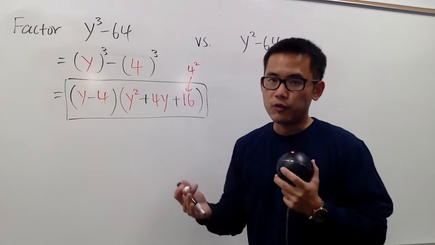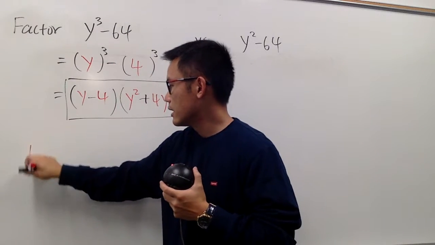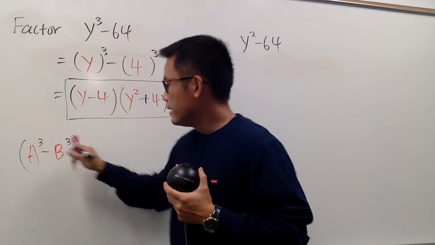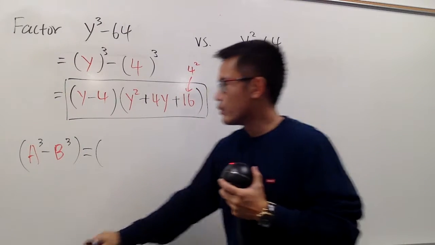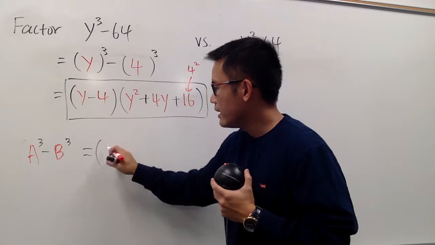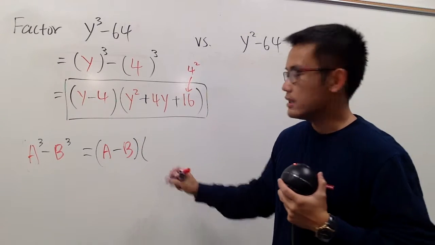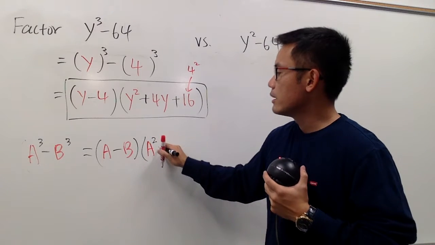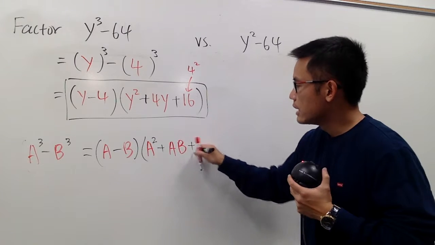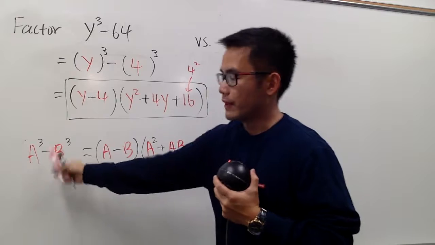And remember, the formula to factor the difference of 2 cubes is the following. Let me write this down for you guys. A to the third power minus b to the third power. This is equal to, for the first parentheses, we have a minus b, and then we multiply the second parentheses is a to the second power plus ab, and then lastly, we add b squared. So this is the formula for that.